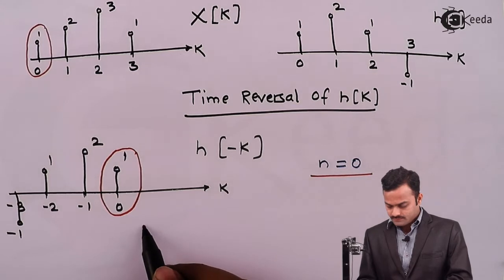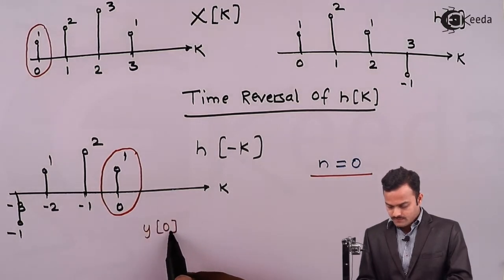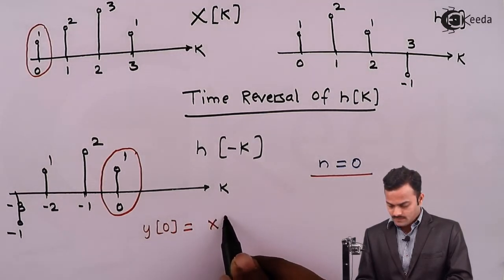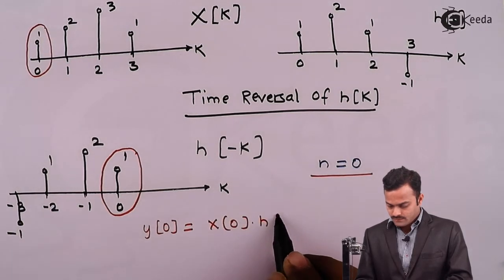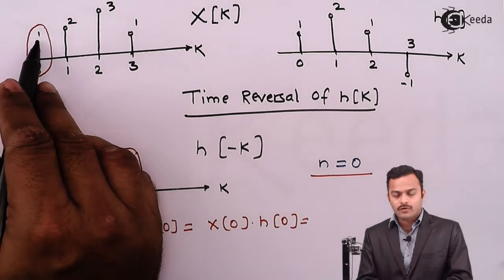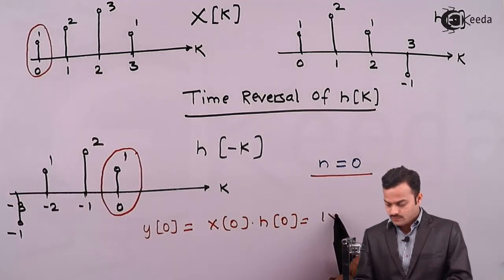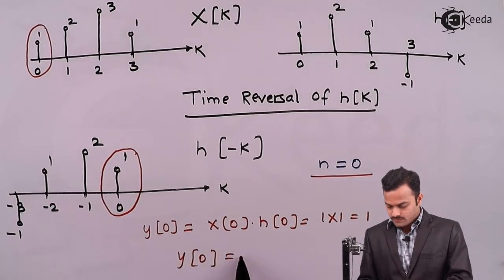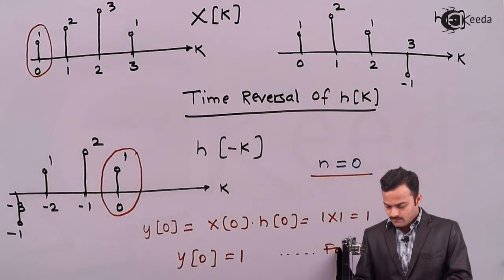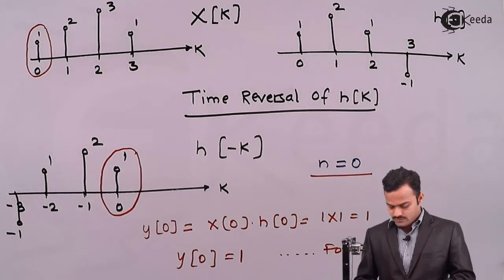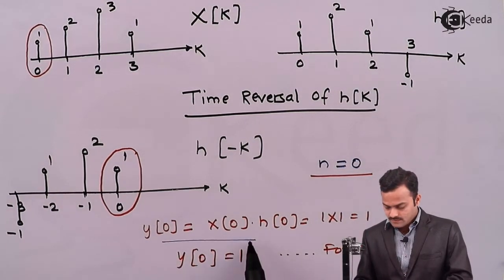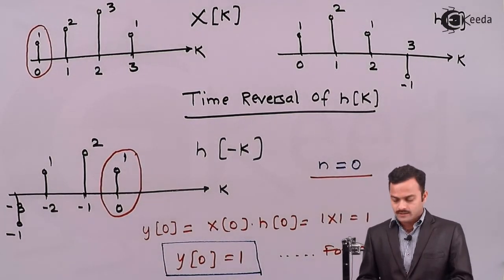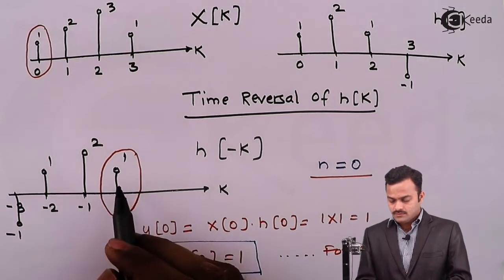So I can say now y of 0 equals x of 0 multiplied by h of 0, and the value over here is 1 and here it is also 1, so it's 1 into 1, so the answer will be 1. So y of 0 equals 1 for n equal to 0. If I'm not shifting the signal, overlapping is still there, and that results in the first element y of 0 equal to 1. Now let's shift the signal to this side.